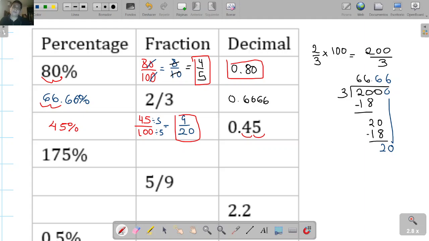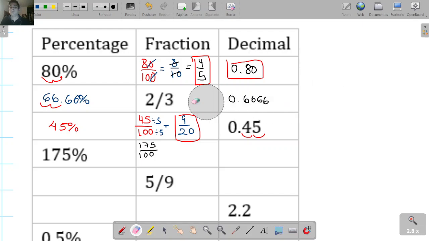This one is quite big, but it doesn't mean that we cannot work with it. 175, we have to divide it by 100. And you may be wondering, Mister, but how can I simplify it? Well, we can divide this by 5. 175 divided by 5 is just going to be here.